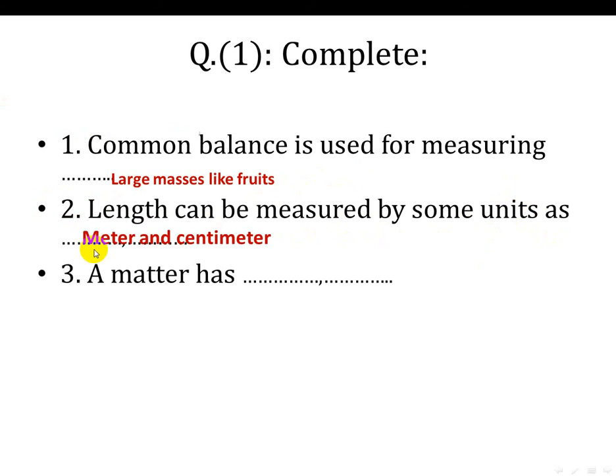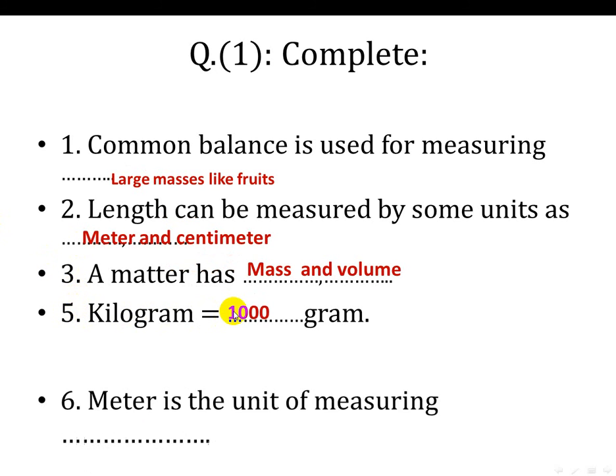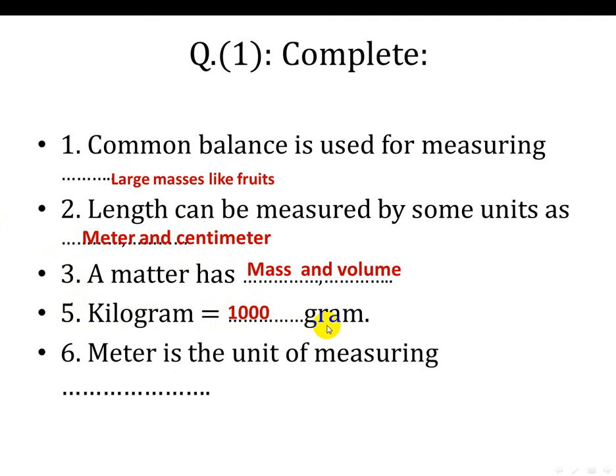And the matter has mass and volume. And 1 kilogram equals 1000 grams. So if I say 5 kilograms, it will be equal 5,000 grams. Okay, but here because it's 1, it equals 1,000 grams. And the meter is a unit of the measuring. A meter, remember? Length.